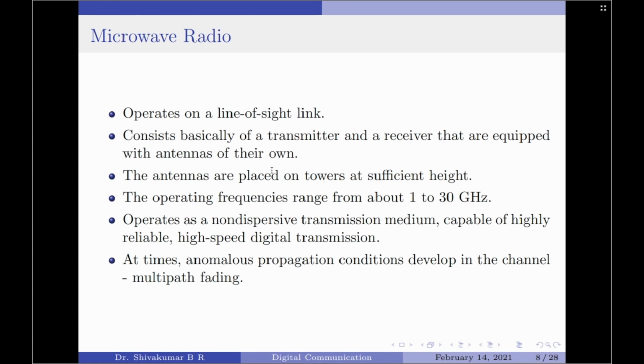For a large fraction of the time, in most locations, the propagation conditions do not vary significantly from a direct line of sight path between the transmitter and receiver. Under such conditions, the radio channel operates as a non-dispersive transmission medium capable of highly reliable, high-speed digital transmission. At other times, however, anomalous propagation conditions develop in the channel due to meteorological variations, causing severe degradation in the radio system's performance. These conditions manifest themselves in a phenomenon known as multipath fading.